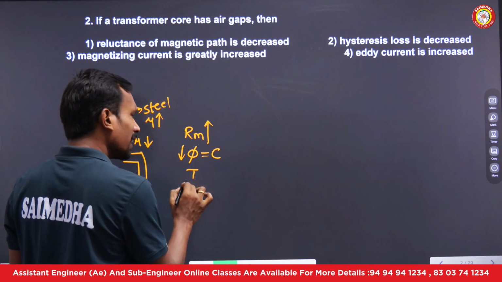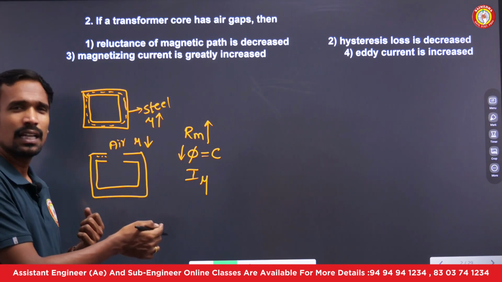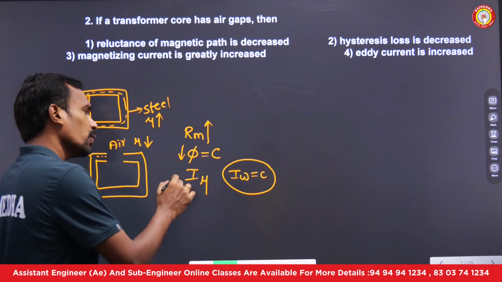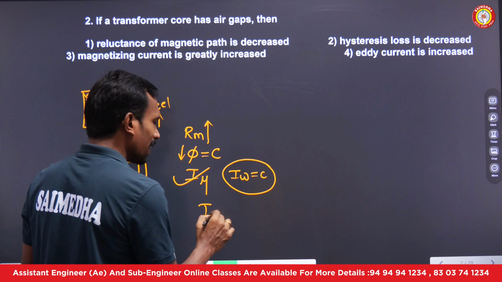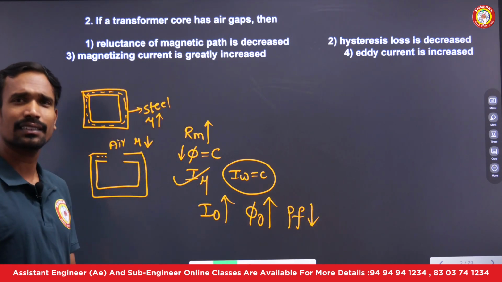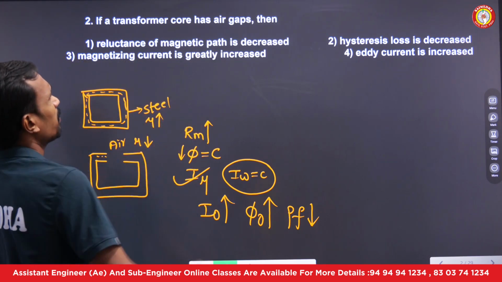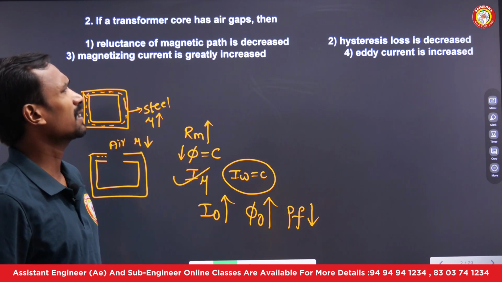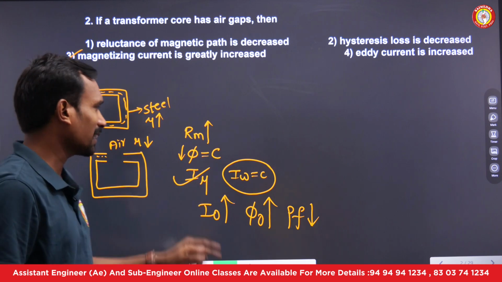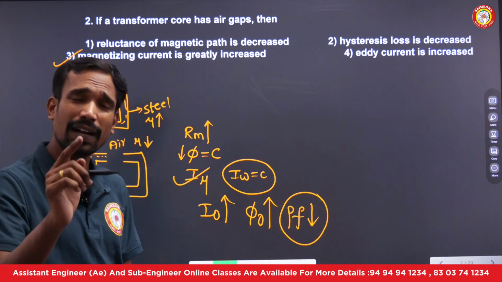In order to maintain the flux constant, the transformer will draw more current from the supply, so the I mu value will increase. Of course there is no change in I w. When I mu increases, I naught increases. When I naught increases, phi naught increases. When the power factor angle increases, the power factor will reduce. So reluctance of the magnetic path reduces is a wrong answer. Hysteresis losses decrease is not relatable. Magnetizing current will increase greatly. This is the way of the question, and you need to remember that the power factor reduces.